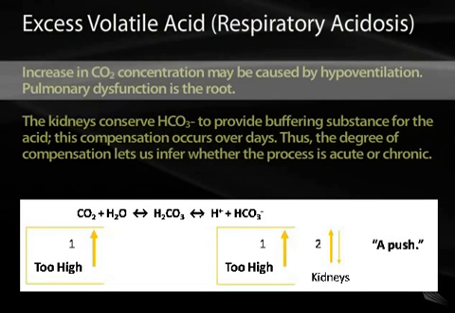The degree of compensation lets us infer whether the process is acute or chronic. When compensation is inadequate, it usually suggests that this is an acute process. However, if you see an increase in bicarbonate concentration suggesting a renal response, this may suggest that the volatile acid excess has been present for some time, and this is more of a chronic respiratory acidosis.